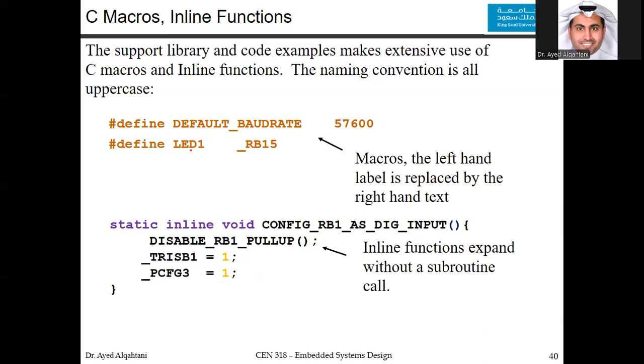There is no light. So you have an LED, you call it LED1, and you define it to be underscore RB15. This is very important for us in the microcontroller, but we will discuss this in detail when we talk about the general purpose input output, or the GPIO. This basically indicates that you have bit 15 of port B connected to LED number 1, but we will go through this more later. And here we have an inline function.